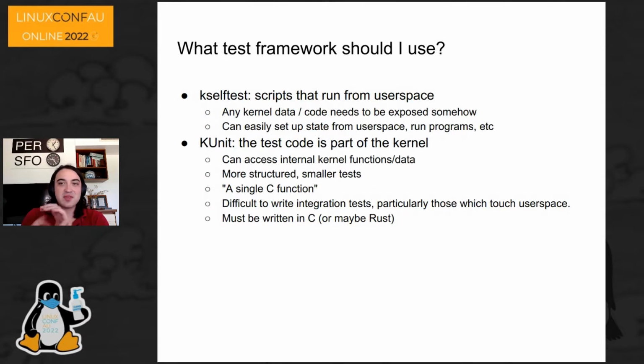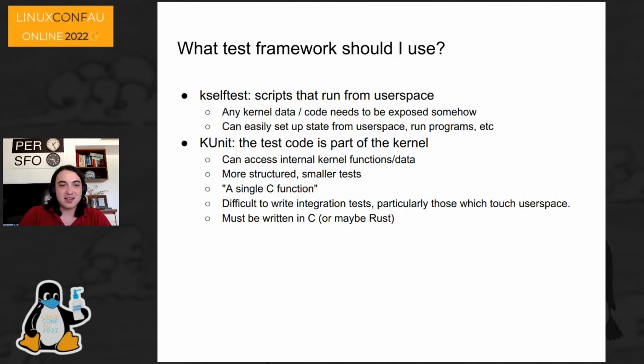So I've mentioned kselftest and KUnit. And the big question that no one's had a really easy answer to is, when should I use one and when should I use the other? So basically that's the question I want to start off by trying to answer.